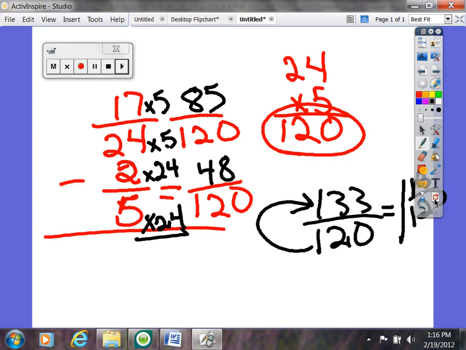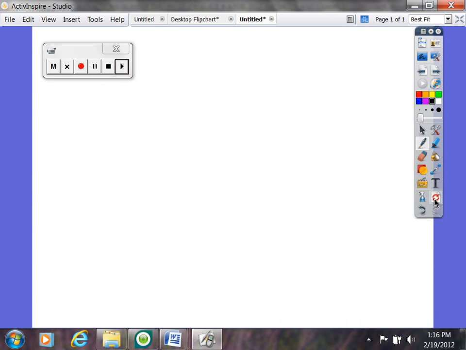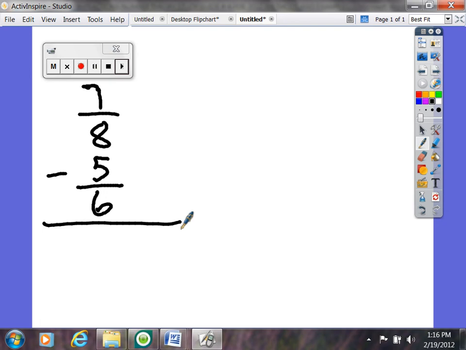Okay, let me do another one. I'm going to show you another way to find least common multiple. All right, let's make this 7/8. I'm going to do a subtraction. Minus 5/6. Okay. Now, I need to find a number that 8 and 6 will go into, because I can't really do anything until they're in the same terms or using the same denominator.